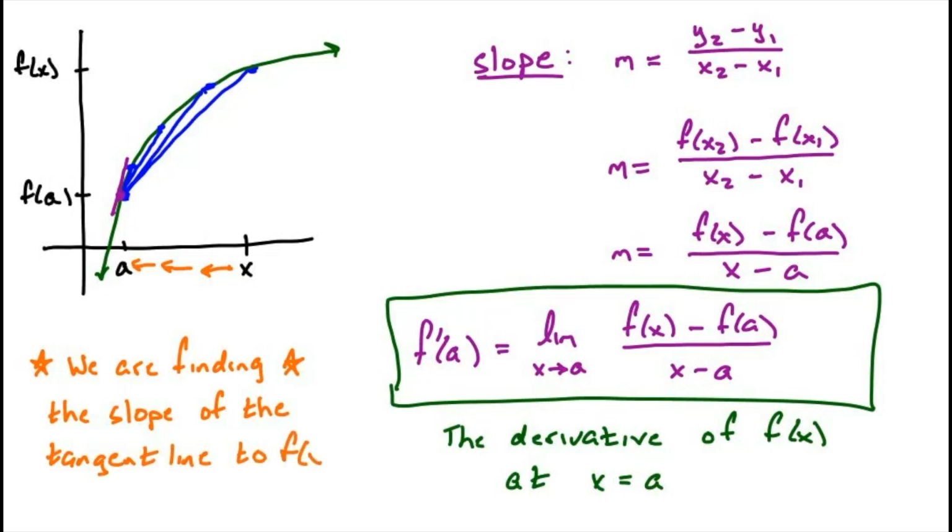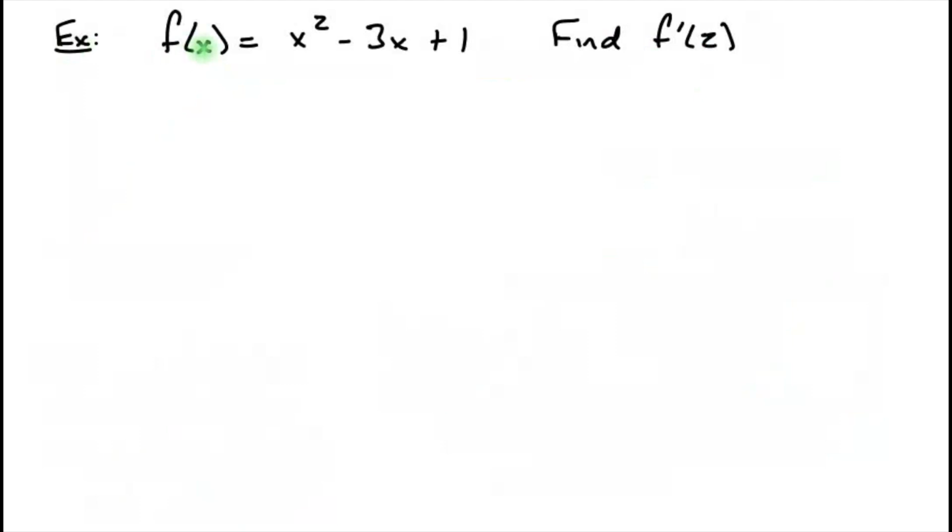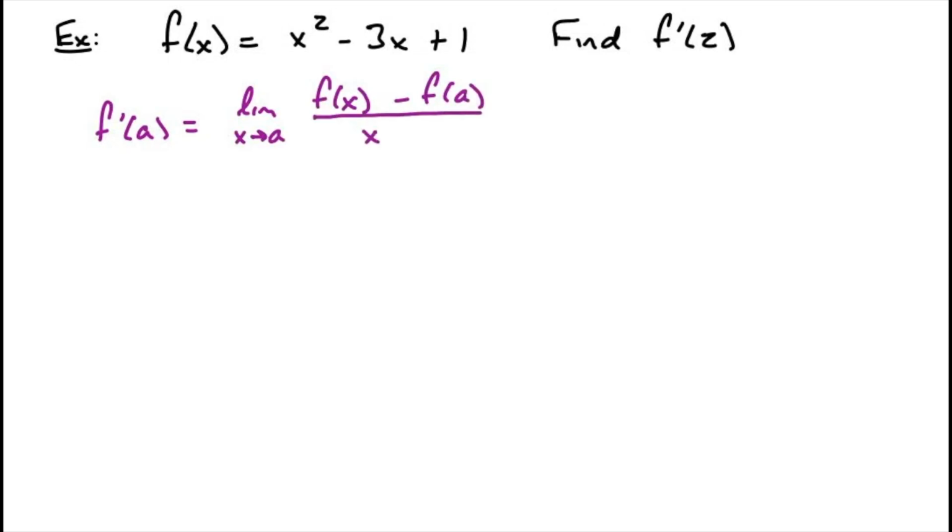In the future, we're going to learn plenty of shortcuts on how to find derivatives at a point, but for now, let's use this definition of the derivative in an example. Here we have a function f of x equals x squared minus 3x plus 1, and our task is to find f prime of 2. We'll use the definition of the derivative, and to start we should just write it out to help us remember the formula. So f prime of a is equal to the limit as x approaches a of f of x minus f of a all over x minus a.